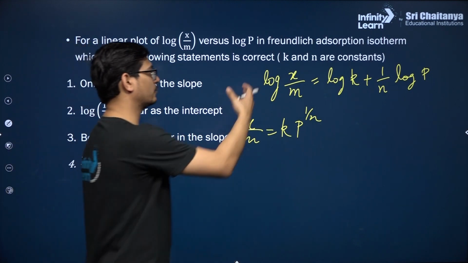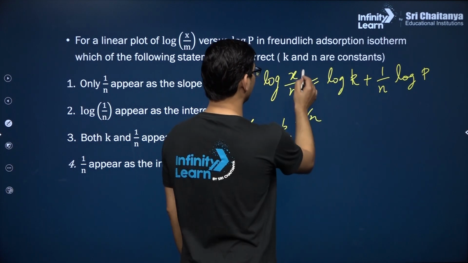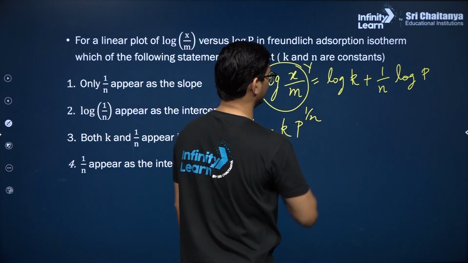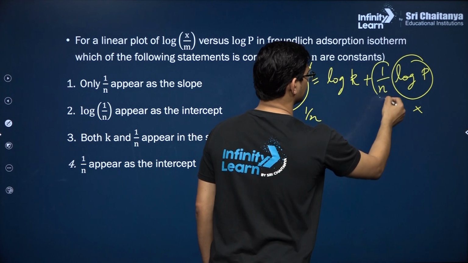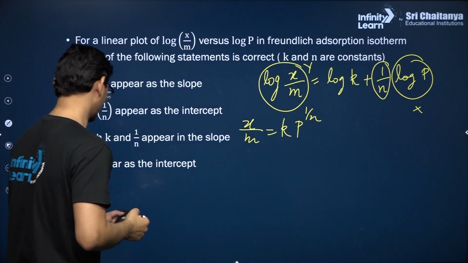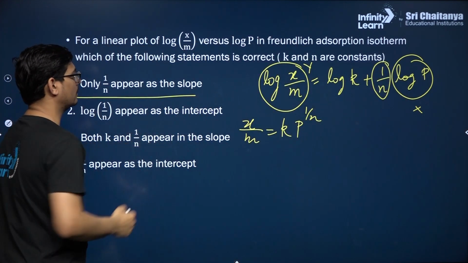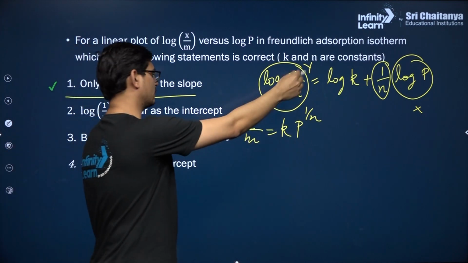So if you compare this equation with the equation of a straight line, on the y-axis we have log x by m, on the x-axis we have logarithm of pressure, and the slope is 1 upon n, right. So only 1 upon n appears as the slope, the intercept is log k.